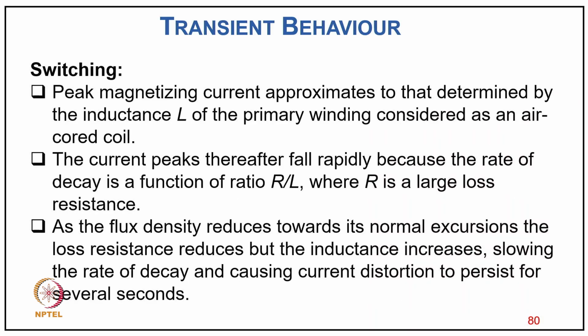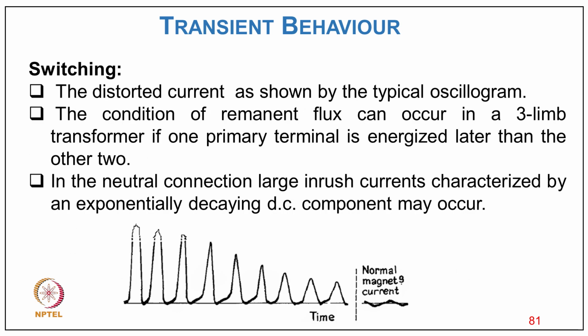Now coming to the peak magnetizing current, it is approximately that determined by the inductance of the primary winding considered as an air core coil because of the excess saturation, and the current peaks thereafter fall rapidly because of the rate of decay, a function of the ratio R upon L, where R is the large loss resistance. As the flux density reduces towards the normal value, the loss resistance reduces but the inductance increases, slowing the rate of decay and causing the current distortion to persist for several seconds. And as you can see, compared to the normal magnetizing current, the inrush current waveform really looks very peaky.